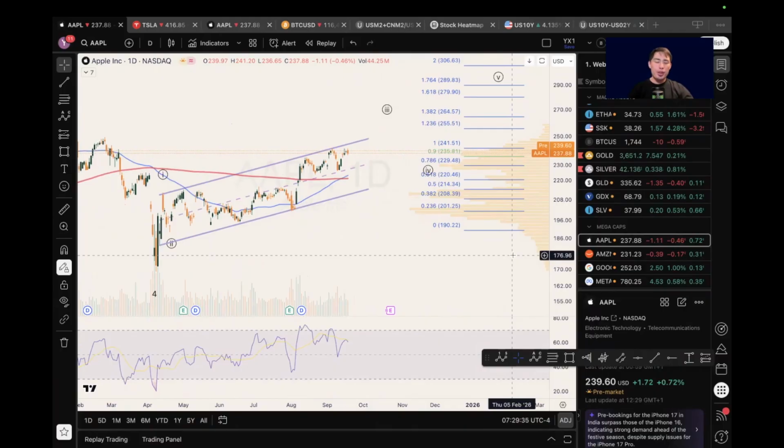Looking at Apple, I'm pretty bullish on Apple and have been pretty bullish since August. I think it looks still very much on track for this wave 3 target of 264.